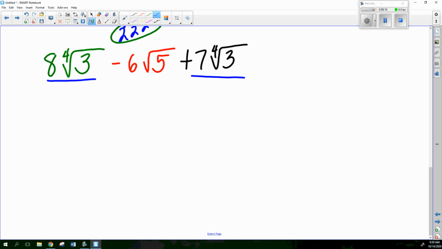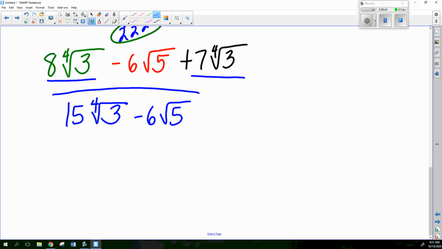What part of it do I actually get to add or subtract? The number in front, the 8 and the 7. Well, what's 8 plus 7? 15. And then you keep the radical and the radicand and the index the same. That never changes. And then, of course, the piece that's not a like term is still part of my final answer. Questions?